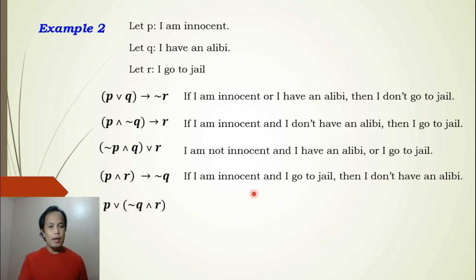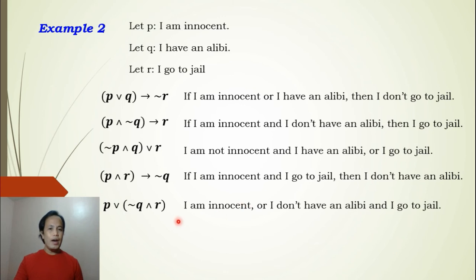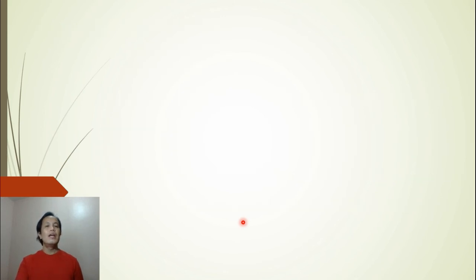Next example, P or the negation of Q, and we have the R. So when we translate this one, we have, if I am innocent, comma, or we have here this symbol or, then the negation of Q, I don't have an alibi, and I go to jail. So the complete translation: I am innocent or I don't have an alibi, and I go to jail. Let's proceed to our next example.